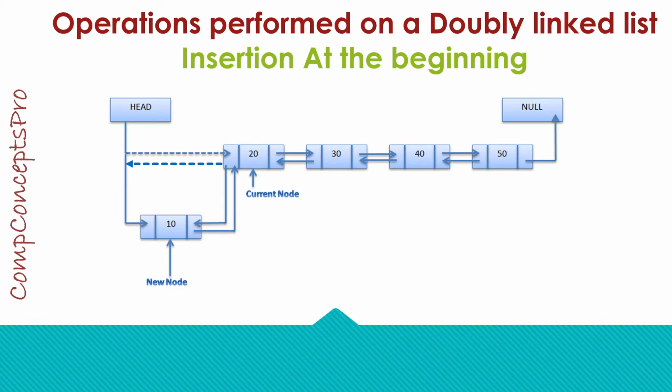First, let's understand insertion at the beginning of doubly linked list. In this case, the head pointer should point to the newly added node instead of the first node. And the previous pointer of the first node should point to the new node, and finally the next of the new node should point to the first node. When all this is completed, the new node will be the first node of the linked list and the earlier first node will be the second node.